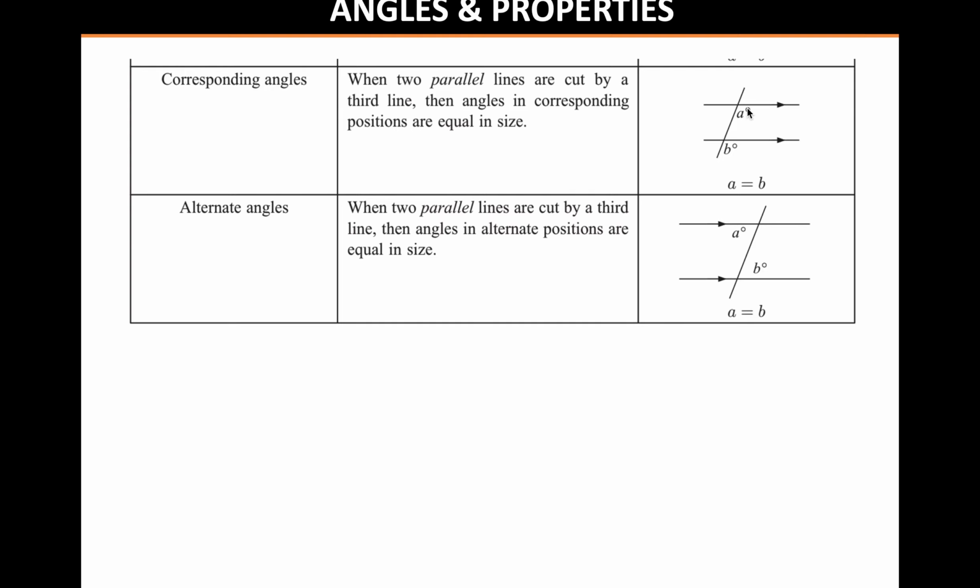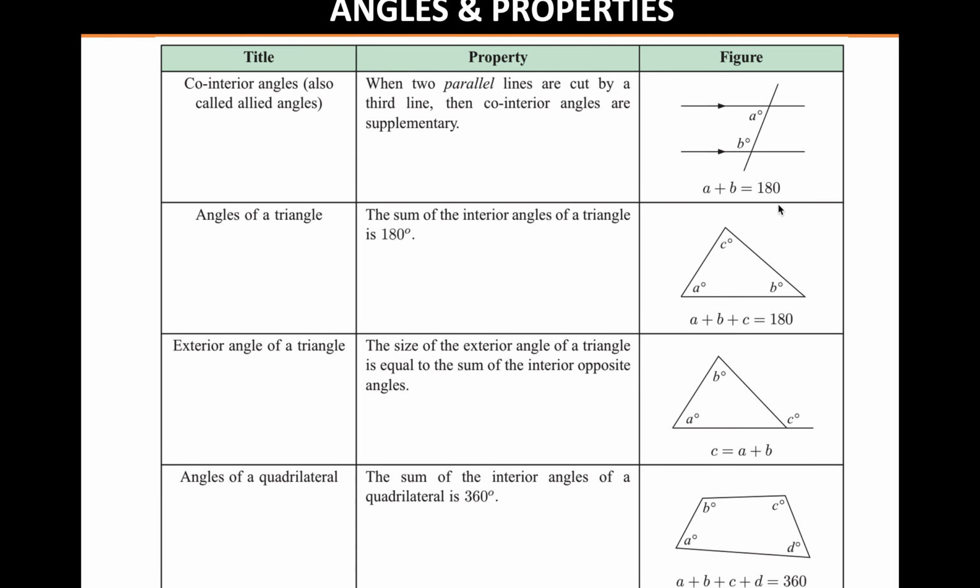Parallel line angles: when two parallel lines are cut by a third line, the corresponding positions are equal in size. If A is 80 degrees, B will also be 80 degrees. And we have alternate angles. Alternate angles are also on parallel lines, and the angles form the shape of a Z. If the angles look like a Z, A and B have the same measurement.